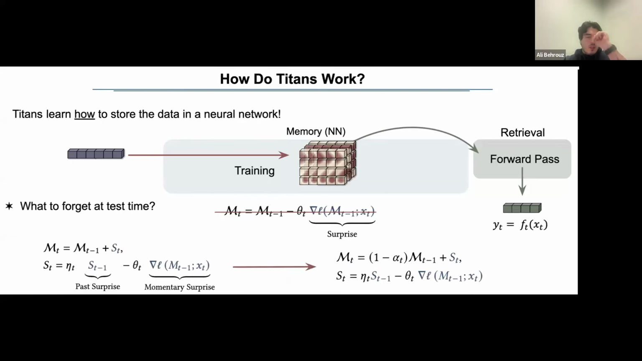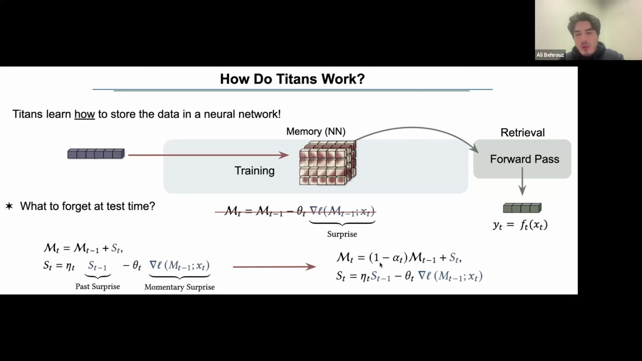But as I mentioned, we have extended the memory architecture from a vector to a matrix and then to the neural architecture. But still, our neural memory is a fixed size memory. So we need to design a memory management that is powerful enough to understand what information we should focus on and what information should be forgotten. So another important question here is what to forget at test time.